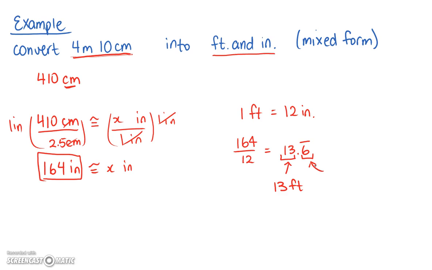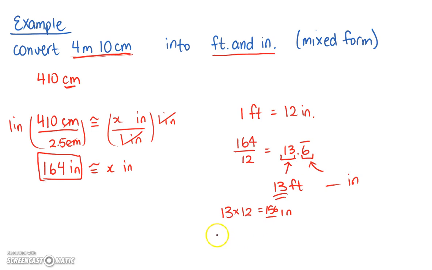So now we have to make sure the 0.6 repeating, how do I write that back in terms of inches? This is going to tell me my remaining inches. Now there's a couple of ways that you can do this. If I know there's definitely 13 feet, 13 times 12 will tell me how many inches it takes to make those 13 feet. So 13 times 12 is going to give me 156. That means the remaining amount of inches is what's left over. That would be the 0.6 repeating portion.